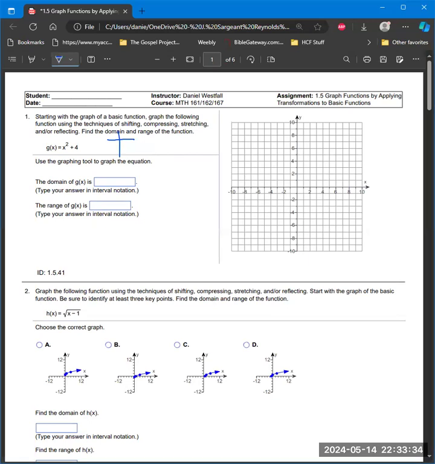So our parent graph of x squared has characteristic points (-2, 4), (-1, 1), (0, 0), (1, 1), and (2, 4). And we're going to shift all of those up 4. So -2 is going to be 8, and -1 is going to be 5. 0 is going to be 4. 1 is going to give me 5, and 2 is going to give me 8. There's my parabola up there now.